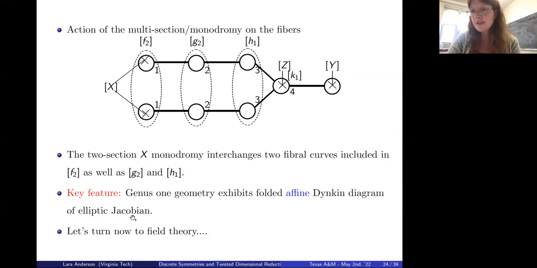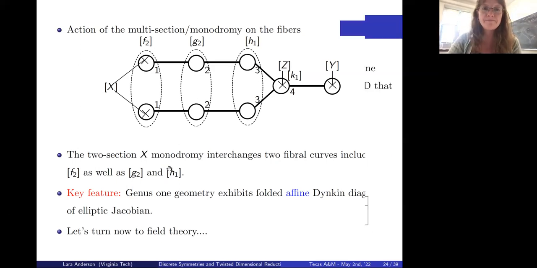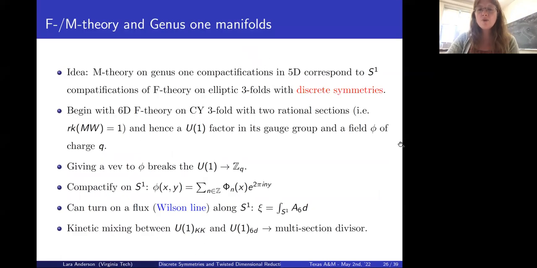Let's now turn to field theory and say, how is this possible in terms of relating M theory and F theory? And again, what can I learn about the global structure of this fiber-based decomposition? So the idea behind these dimensional reductions from 6D to 5D in M theory, F theory is we say M theory on a genus-one compactification in 5D corresponds to F theory on elliptic fibered threefolds, which exhibit discrete symmetries.